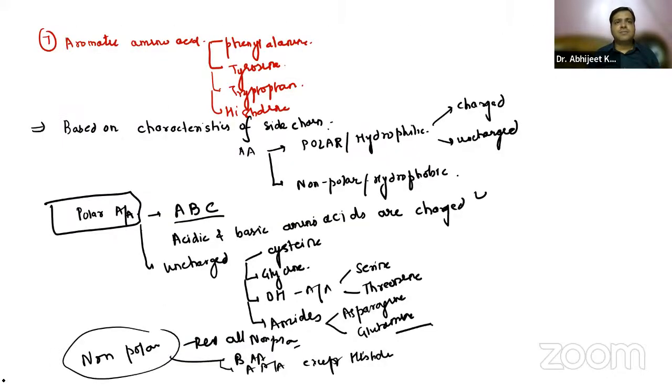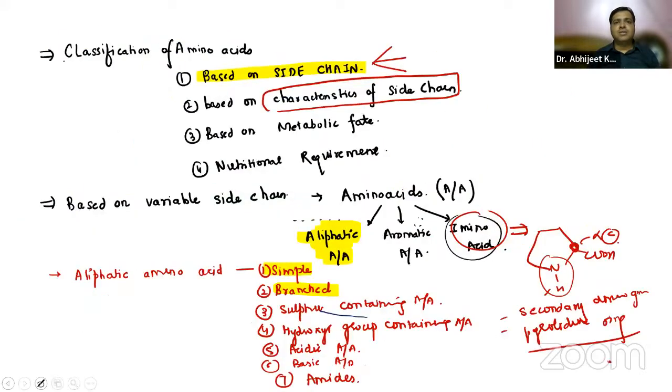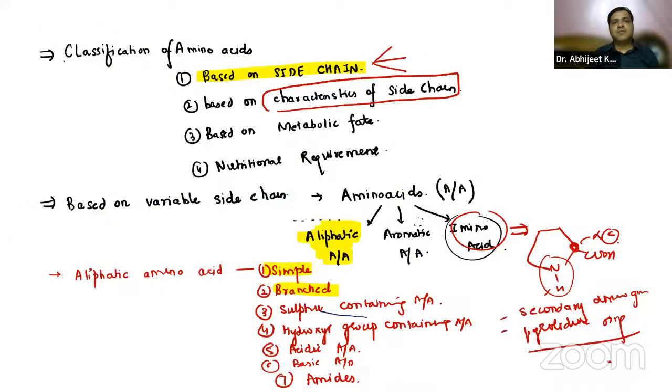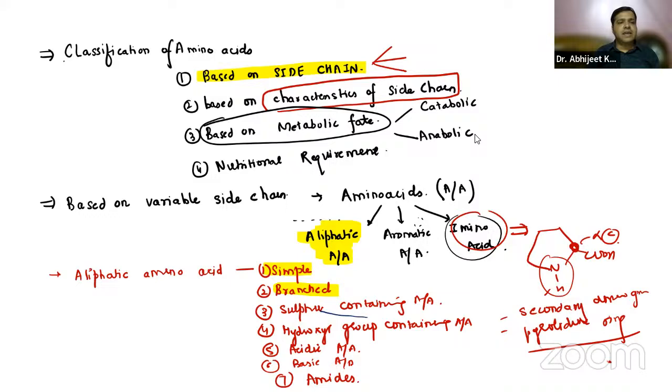So we have discussed based on nutritional requirement, based on characteristics of side chain, polar and non-polar, and based on variable R chain. We have not discussed one of the categories I mentioned, based on metabolic fate. The amino acids can be either catabolic or anabolic.